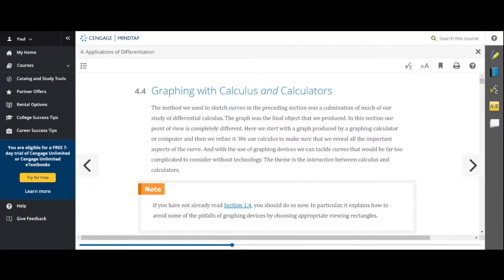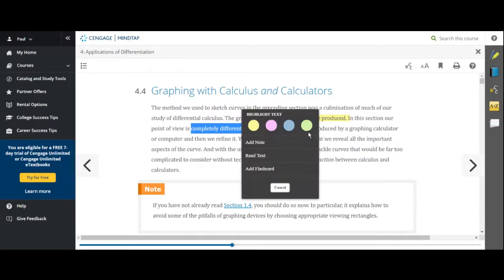Okay, so section 4.4 talks about graphing with calculus and calculators. It says in the intro here that the method we used to sketch curves in the preceding section was a culmination of much of our study of differential calculus. The graph was the final object that we produced. In this section, our point of view is completely different.